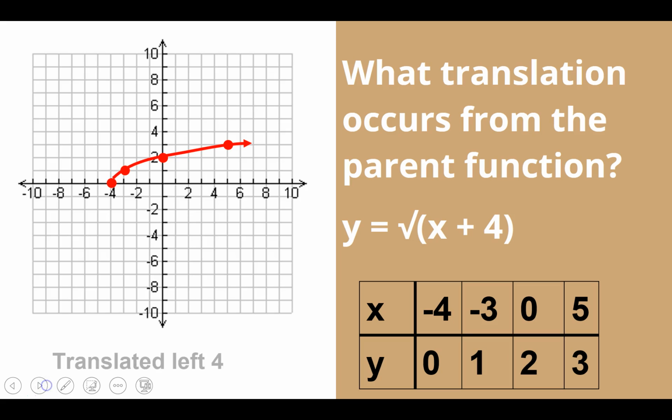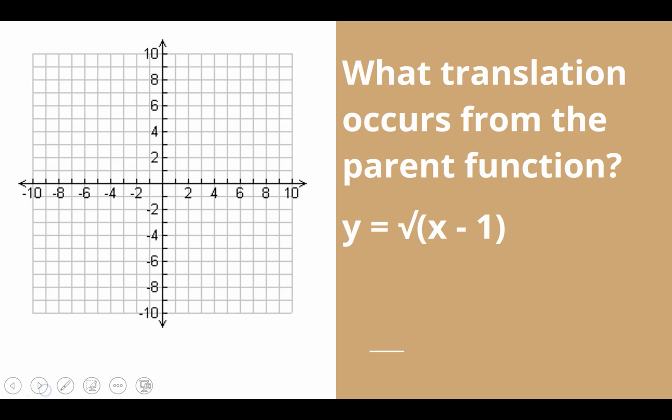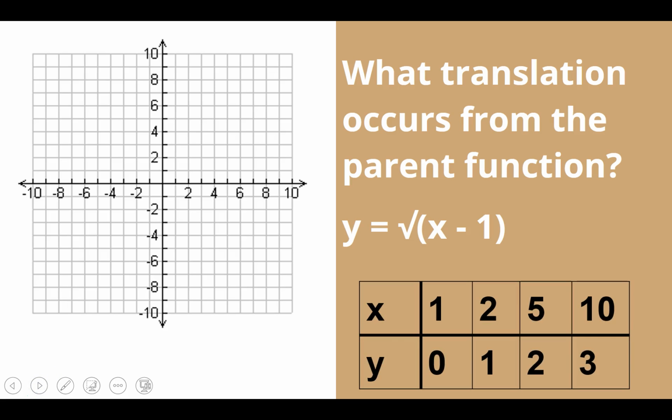So this was a translation to the left. What do you think the next one's going to be? To the right. So that means my y's stay the same, but we're now actually adding 1 to my x's. We're moving to the right. So my rainbow gets shifted that way to give us a translation to the right 1.